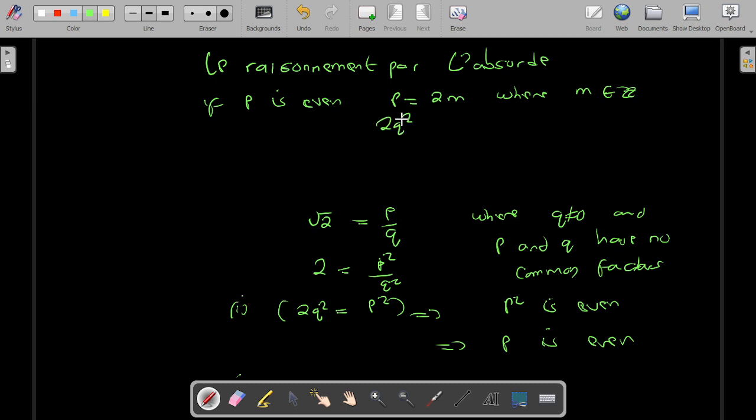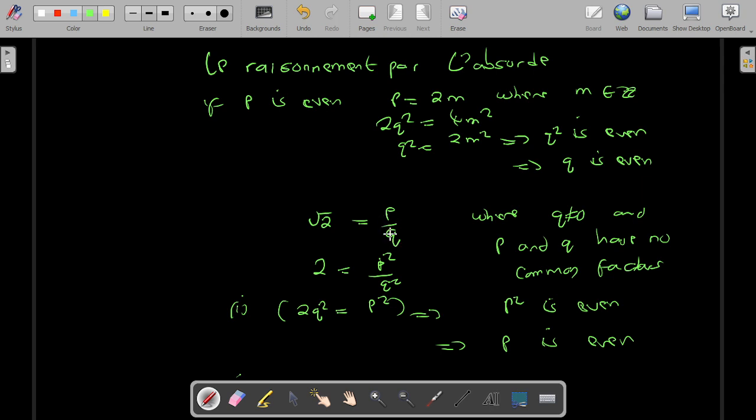So I'm going to have 2q squared is equal to, if I put 2m here, 4m squared. If you divide by 2, you're going to have q squared is equal to 2m squared. Now this is going to imply that q is even. Based on the example we had in the video about le raisonnement par contraposé, if q squared is even, then q is even. Check this out: p and q are even.